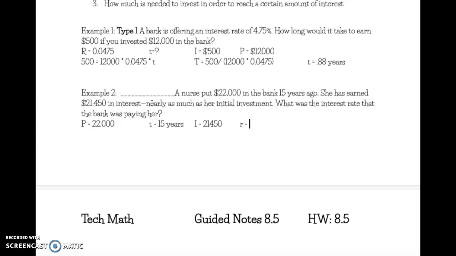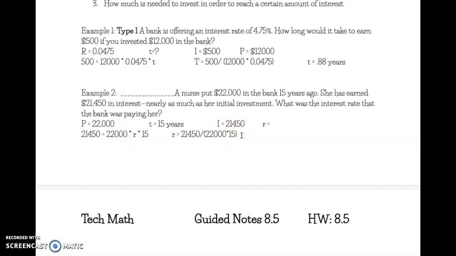This one is going to be a little tricky, so stay with me. We're still going to plug everything in just like we're used to. My interest is 21,450. It equals the 22 times rate times the 15. And the same way that I solved for T up here, I'm going to solve for R by dividing the left side by everything on the right side. So in this case, R is going to equal 21450 divided by 22,000 times 15. Those are the things that I need to get away by dividing because that's the inverse of multiplication.